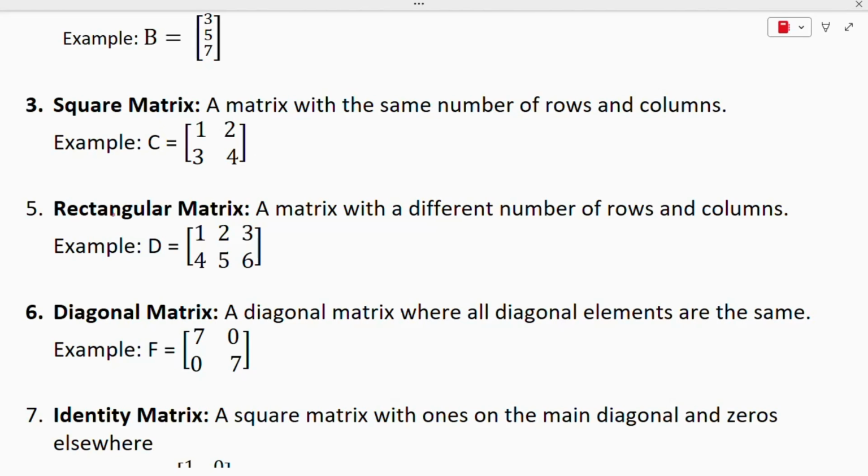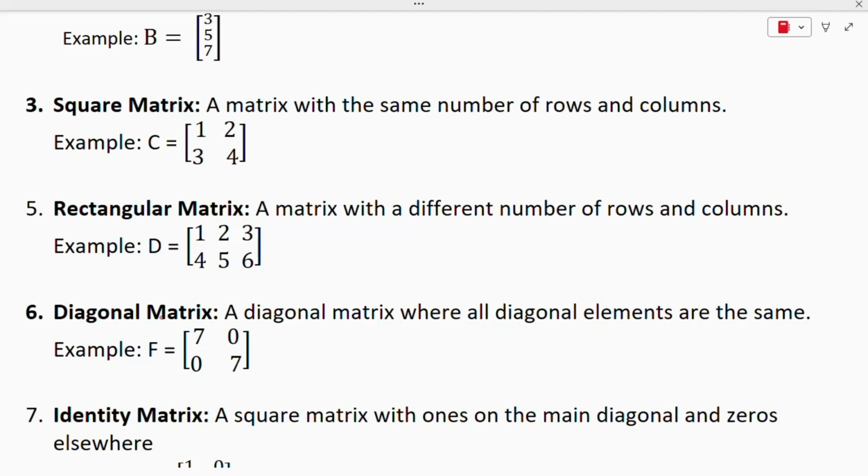Now number 4 is rectangular matrix. There is a mix up in the numbering. So number 4 is rectangular matrix. A matrix with a different number of rows and columns. Now a rectangular matrix is a matrix with a different number of rows and columns. So this is an example of a rectangular matrix.